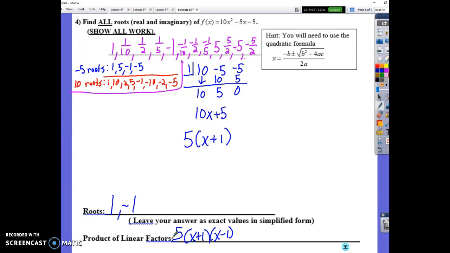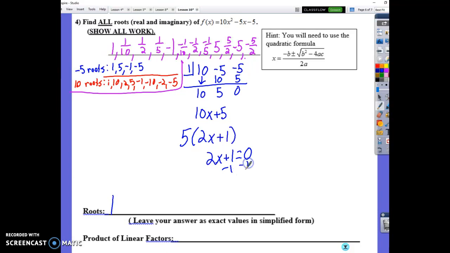Okay, Mr. Rominger made a mistake. Apparently I can't divide correctly. So actually, right here, we're going to take a step back. Just going to get rid of all of this. Okay, pull out a 5, you're left with 2x plus 1. So really, if we set this equal to 0, 2x plus 1, we're going to subtract that 1, left with 2x equals negative 1. Divide by 2, and we're left with x equals negative 1/2. So that was my bad. So we're going to have negative 1/2 be our other root.